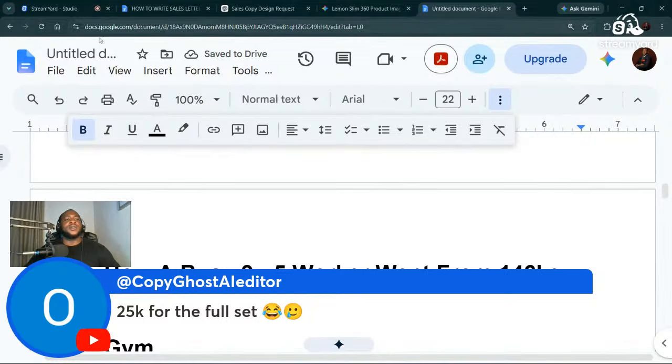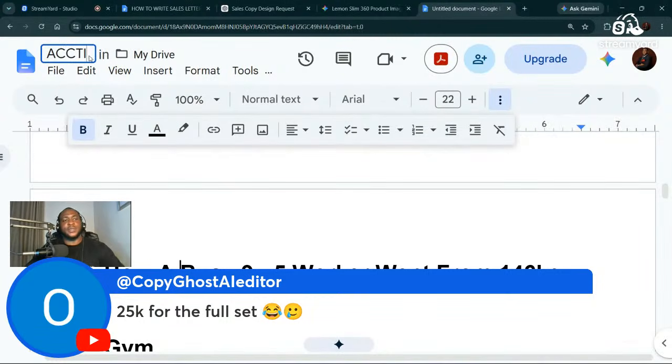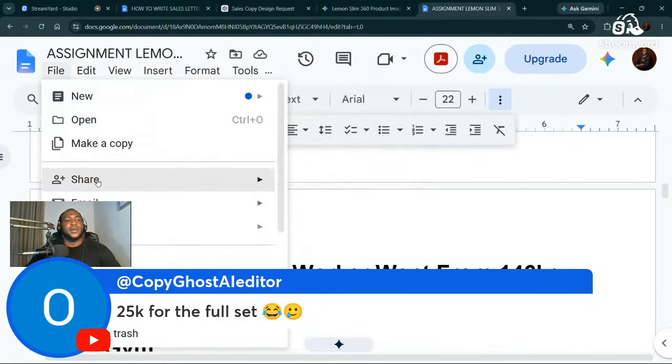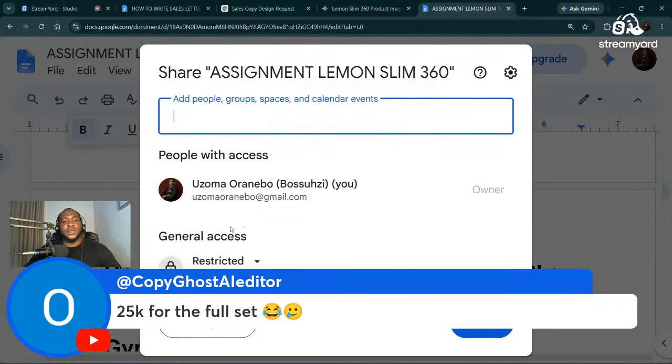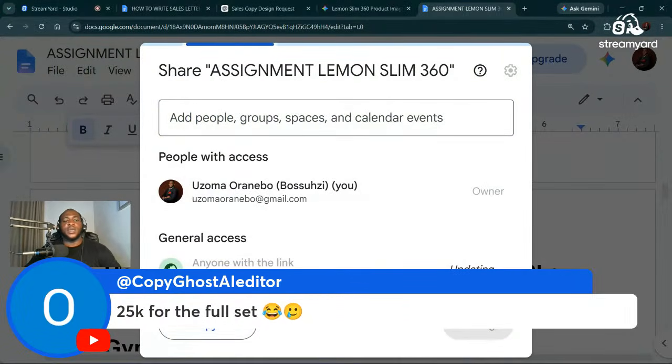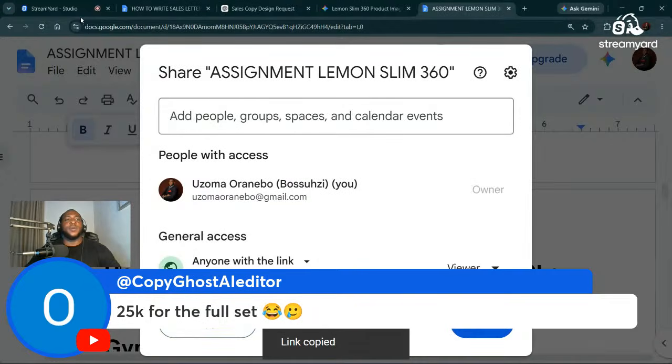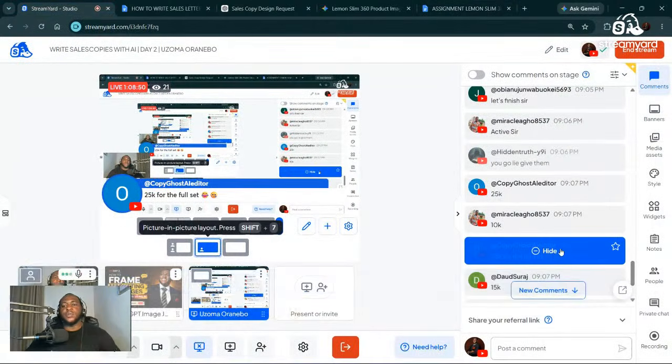After this, I'll name it assignment. What is the name of the product again? Assignment Lemon Slim 360. Then I'll make it accessible to everybody. I'll go to share, click the link, and change it from restricted to anyone with the link. So if I copy this link and put it in the comment section right now, everybody will be able to access it.